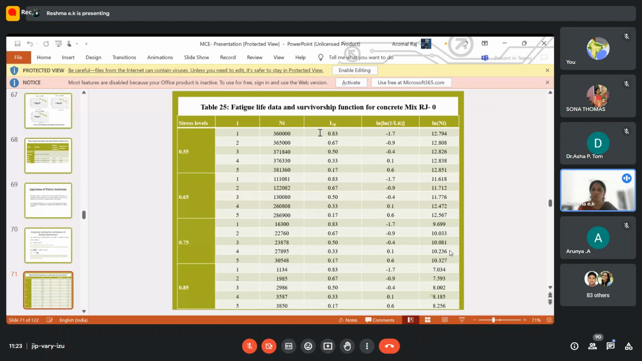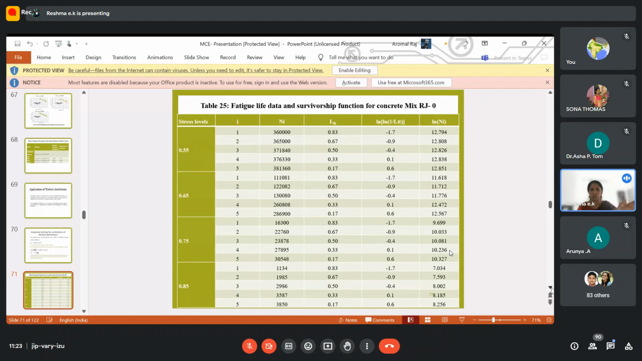Then, after finding out ln, I should have just deleted all these negative values. A negative value says the reliability is a little less for that particular data, comparatively. So later, the ln calculation was also done. This was all done in Excel.